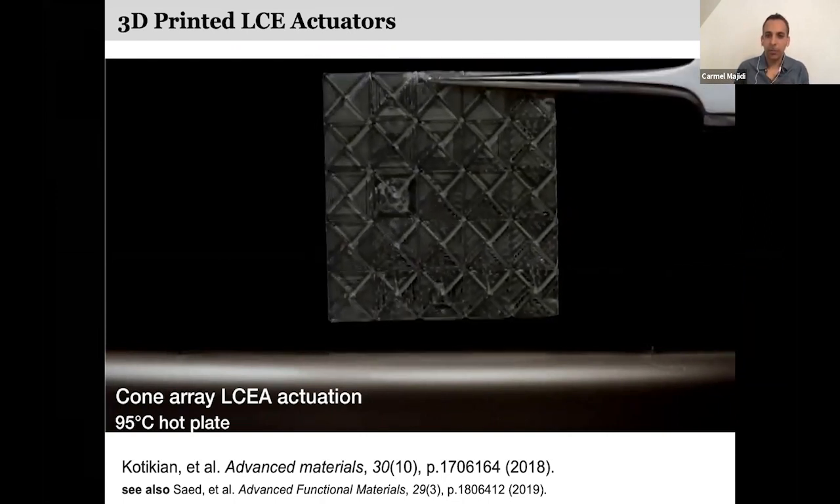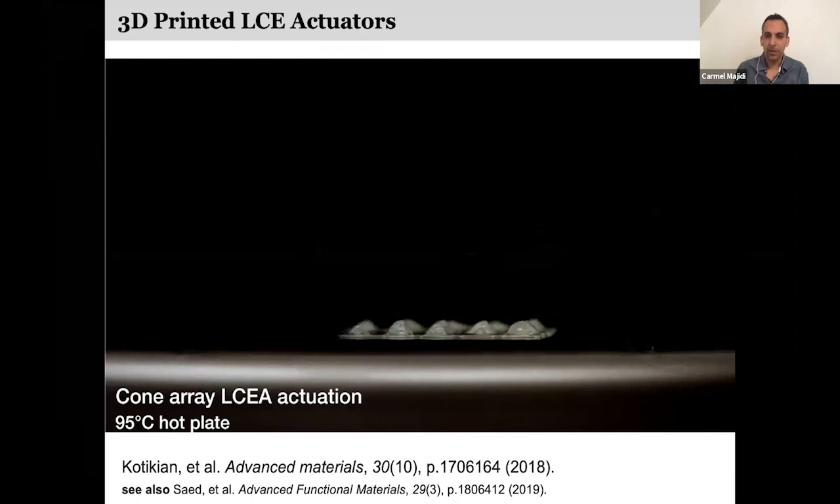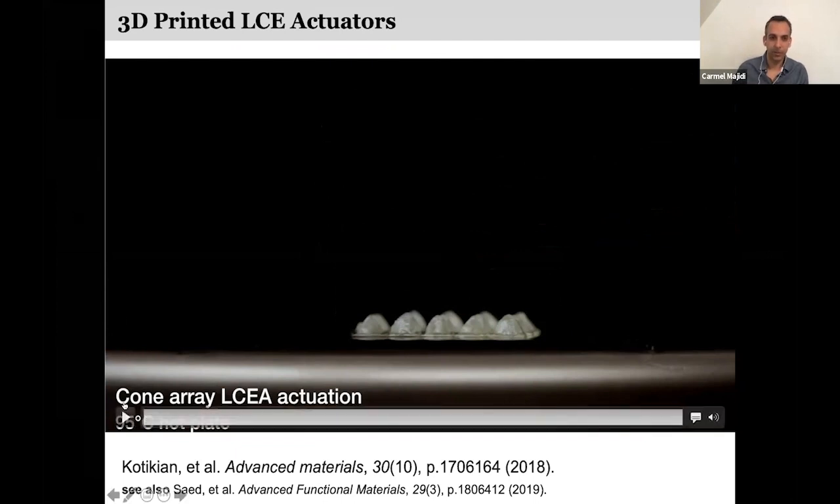And here's another clip from the work from Jennifer Lewis's group, showing that after printing, you can go and operate these LCEs just like you normally would, and you can get shape-changing properties through heat. In this case, they're placing the LCE array on a hot plate, and that thermal activation causes that shape change, as you can see here. I'll just play that video once more.